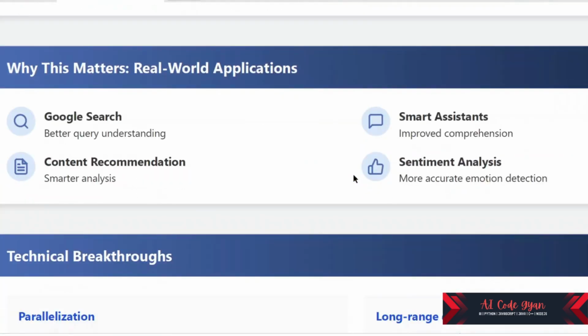Now let us talk about real-world applications. When we talk about Google Search, BERT is used for better query understanding with greater context awareness. With smart assistants like Siri and Alexa, this is the model used to improve comprehension. For content recommendation, it is used for smarter analysis. And for sentiment analysis, BERT is used for more accurate emotion detection.